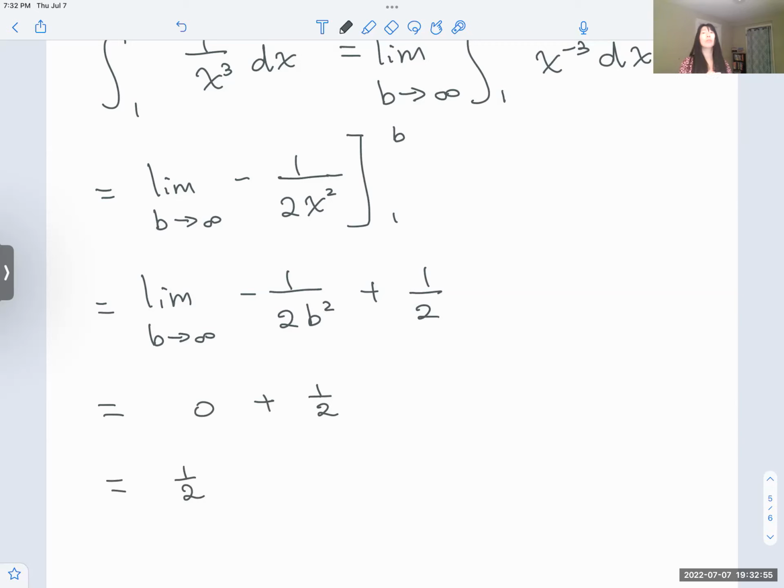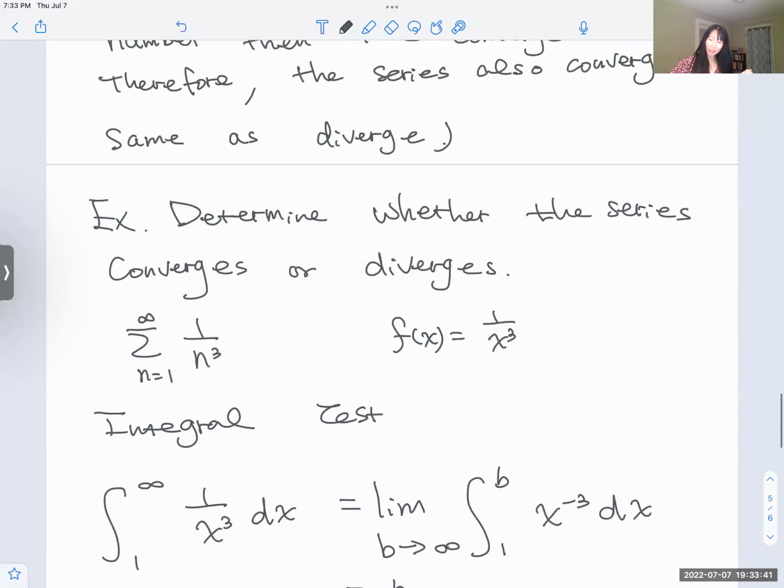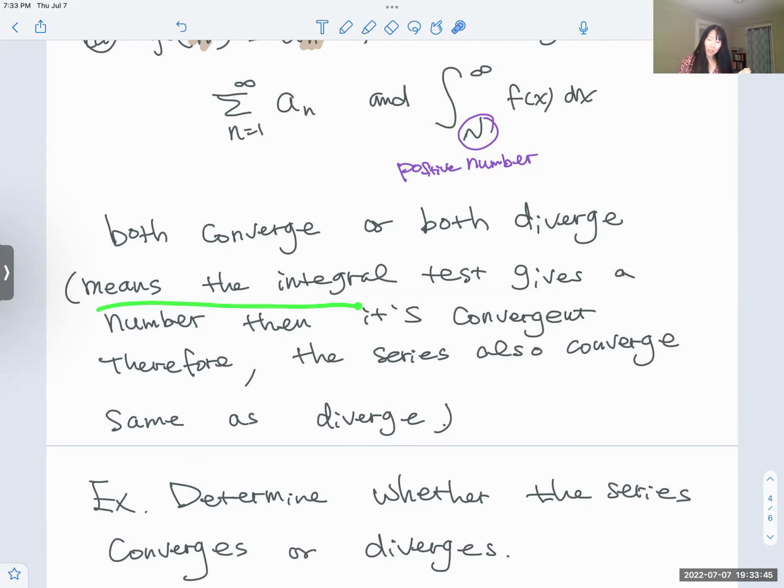All right. So since the answer is a number, it converges. We can say converges or diverges. We did it in improper integrals, right? Converges or diverges? Converges or diverges? Don't you remember? And I explained earlier too. Wasn't that clear? Means the integral test gives some number. Then we said it's convergent. Therefore, the series also converges.